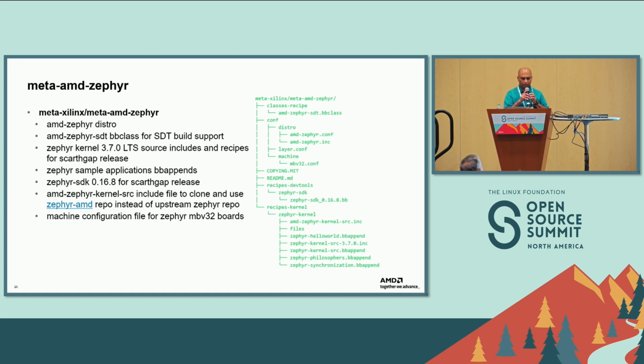The meta-amd-zephyr layer also includes a kernel source which is very specific to the AMD Zephyr repository. Basically, when you start the meta-zephyr build, it will clone the upstream Zephyr repository and start building. When you include meta-amd-zephyr, instead of cloning the upstream Zephyr repository, it will clone the AMD Zephyr repositories. And it also has sample configuration files to build the MicroBlaze-32 boards.